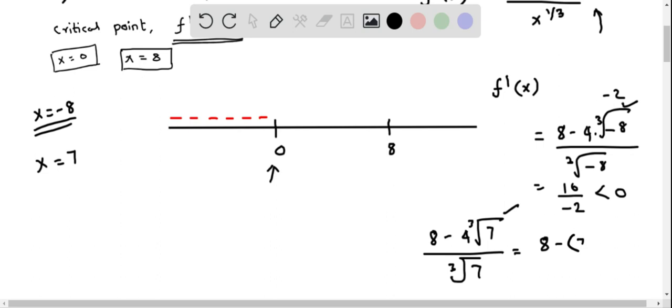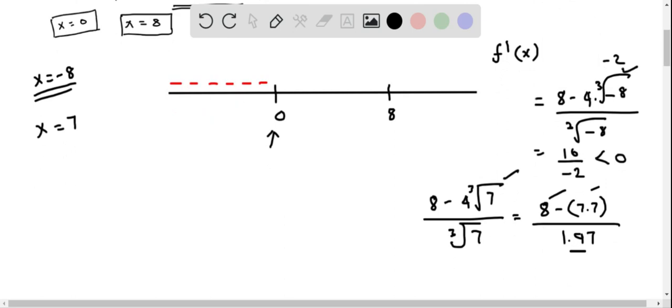Let's say this is somewhat like 7.7, and divided by the cube root of 7, let's say it is 1.9 or something, which is less than 8. So this is going to be positive, because 8 minus a number less than 8 is positive, and the denominator is also positive. So we have a positive number. So we can mark positive to the right of x equal to 0, or to the left of x equal to 8.